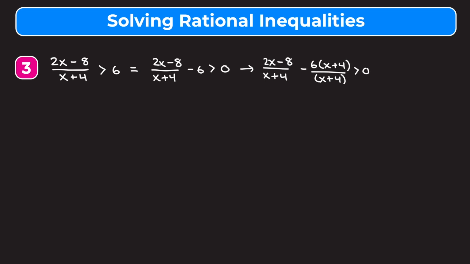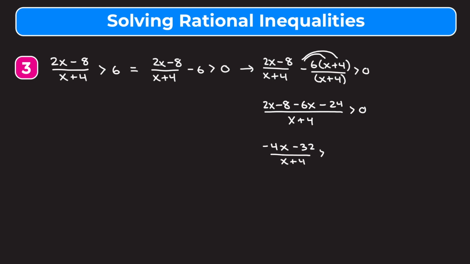So now that our two fractions have the same denominator, we can just write it as one big fraction that's over x plus 4. So we're going to have 2x minus 8. And now we want to distribute this negative 6 in. So we have negative 6x, and then negative 6 times 4 is negative 24, is greater than 0. And we need to combine like terms on the top. We have 2x minus 6x, which gives us a negative 4x. Negative 8 minus 24 is negative 32. And that's over x plus 4. And this is greater than 0.